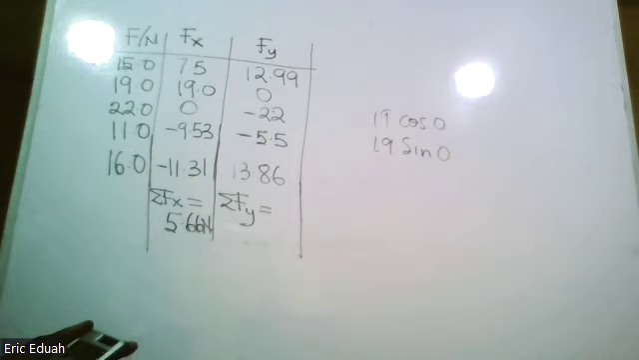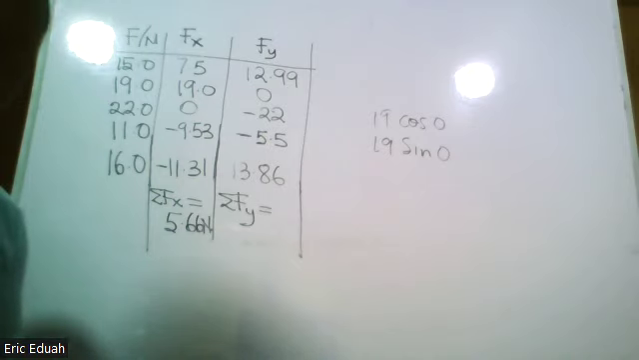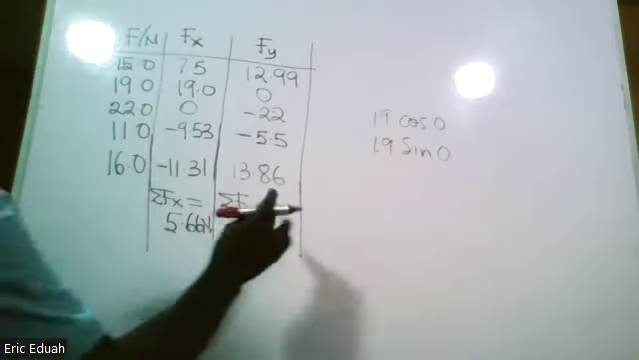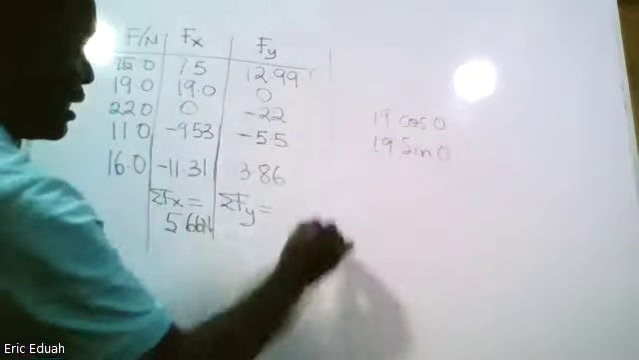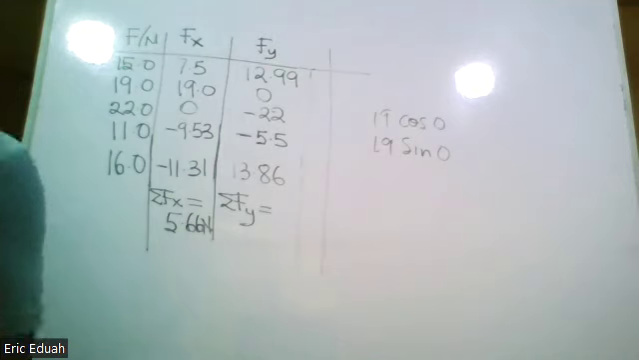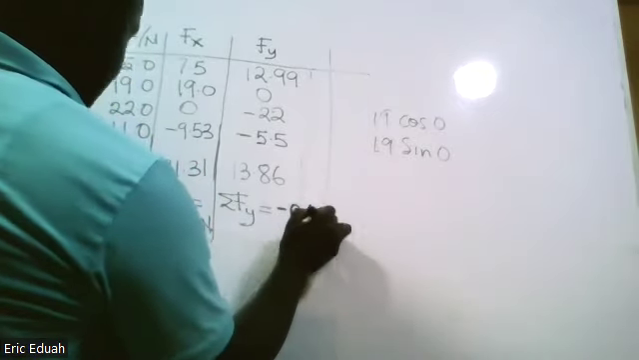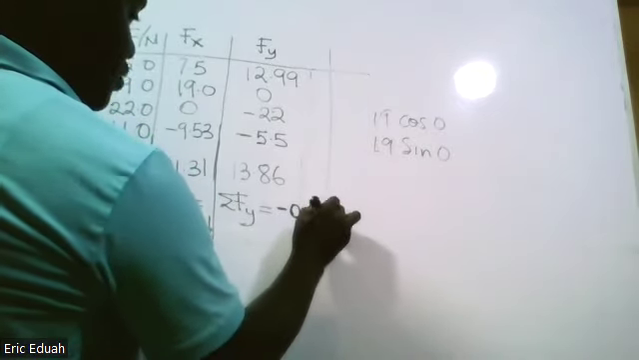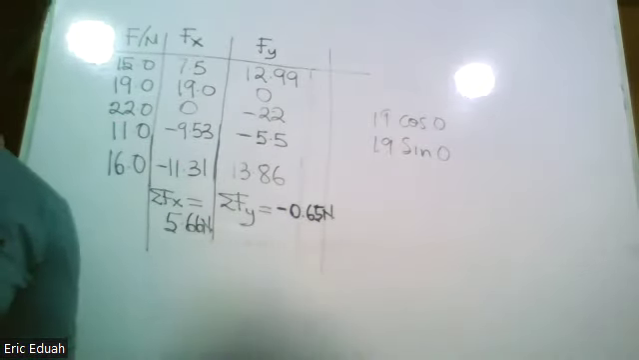Yes. What did you make for summation of y's? Negative 0.65. Good. The guys are not talking, no guys. Jojo, let me hear your, give me your base. So negative 0.65 Newton. Okay.